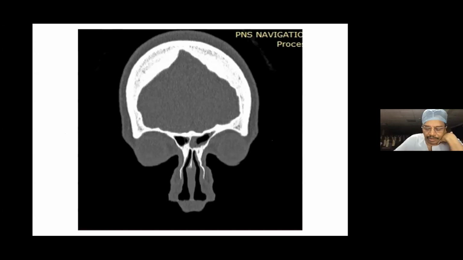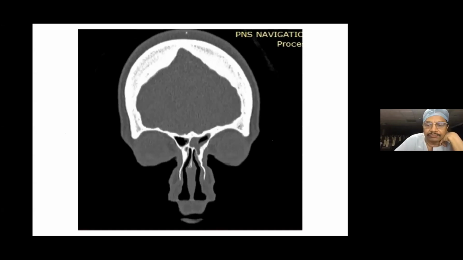Now, first thing I would look at: I locate the frontal beak. So this is the frontal beak. What is the definition of the frontal beak? This is a horizontal plate of bone between the 2 lamina papyracea. On the left side, the pneumatization is more anterior. That's why the frontal beak is more anterior. This is the frontal beak on the right side.